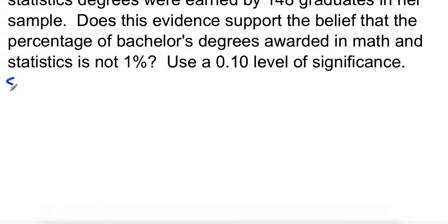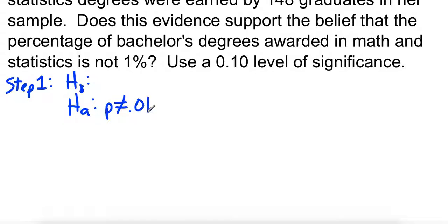So, step 1, we want to determine the null and alternative hypothesis. So remember, the data was saying that 1% of all bachelor's degrees are for math and stats. She says, I don't think that's true. I don't think the proportion is 1%. She doesn't know if it's more or less than. She just knows it's not this. So our null is that it is 1%.